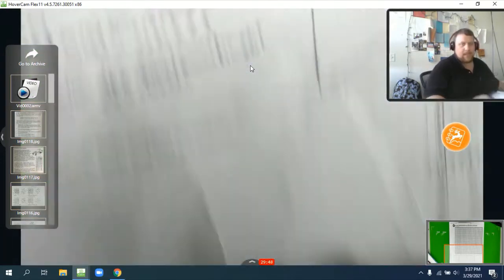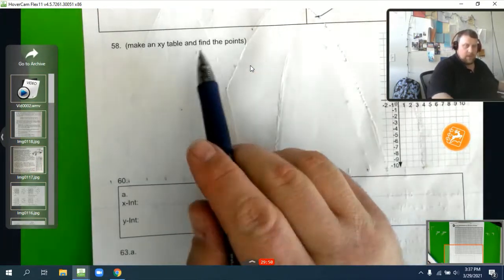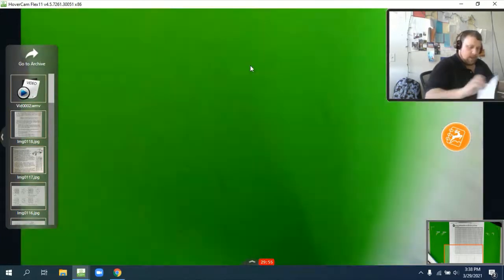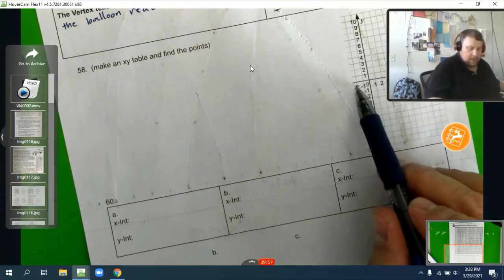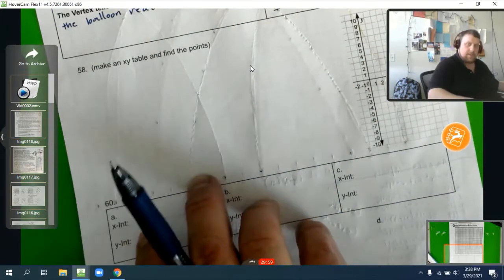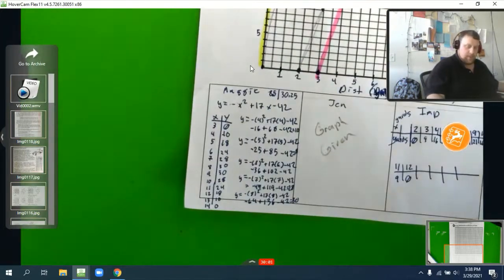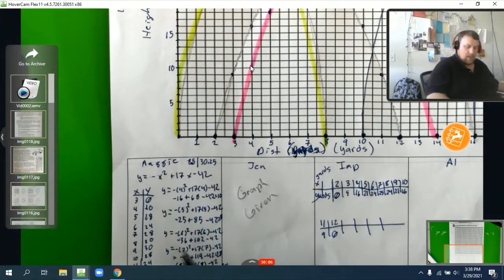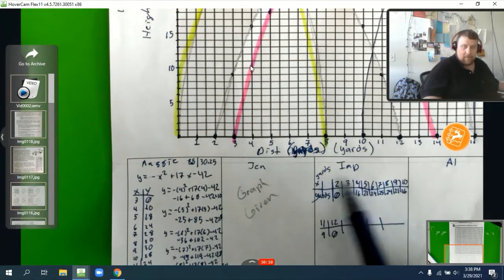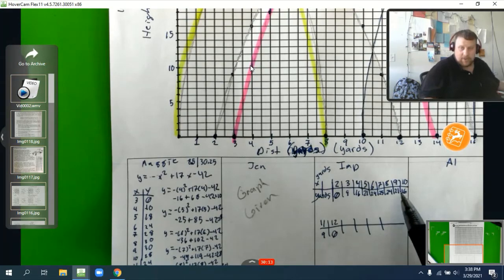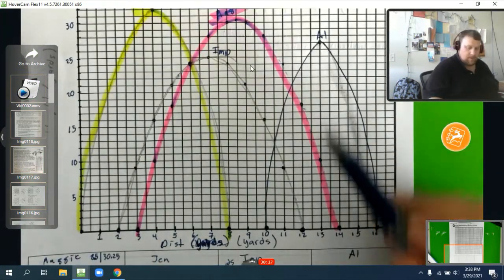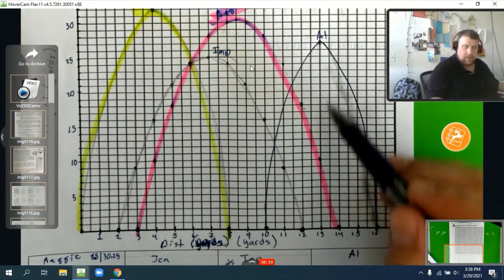All right, so you guys who have homework on this one, 58, you need to make an XY table, find all the points. Maybe start at -2 and go on from there until you find the shape of this graph. You're going to do it just like we did it for Maggie. But this is how we can use an XY table from an equation to draw a graph, how we can use a table of values, or in Al's case, how we can use the fact that we know the vertex is in the middle to find out what that middle x value is.